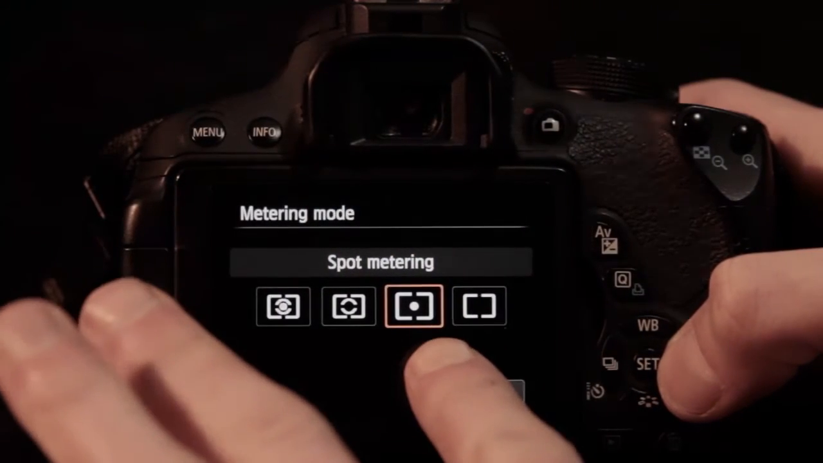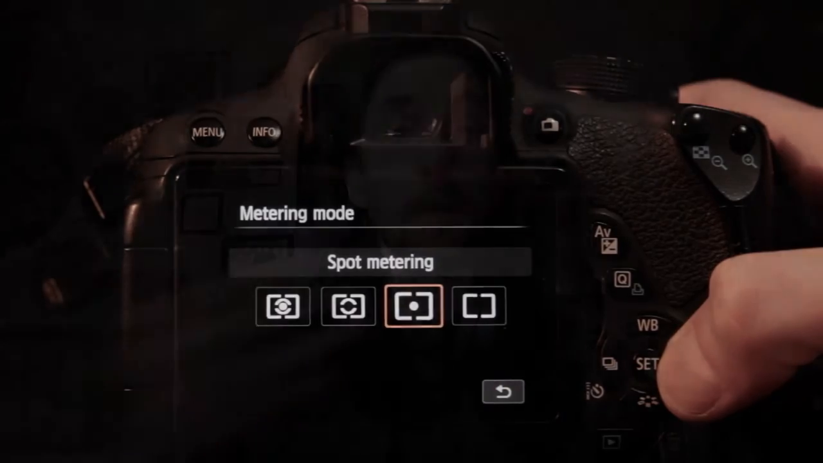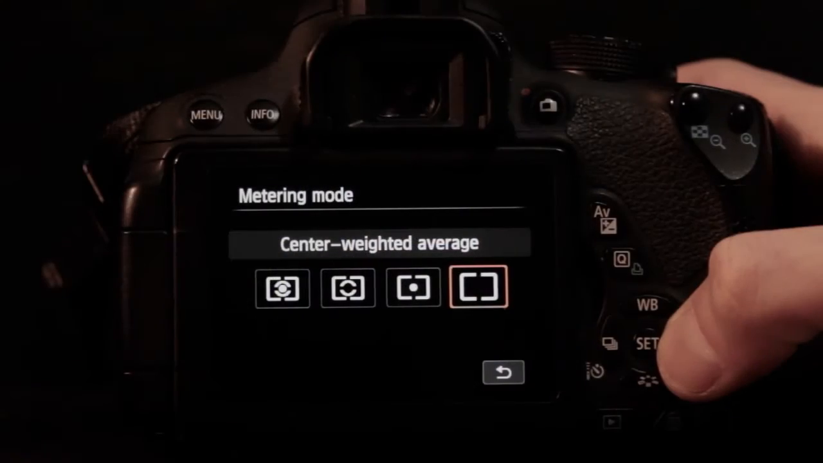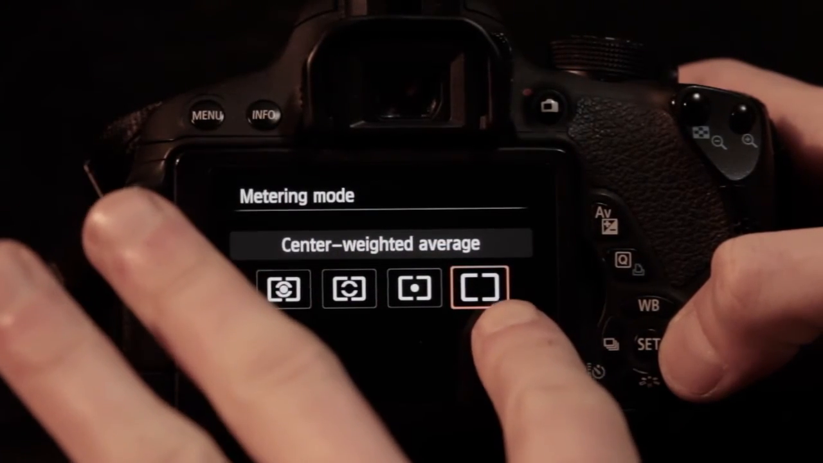Let's start with spot metering. Definitely my preferred way of metering. It is very precise and uses only about 3 to 5% around the activated focus point. Then we have center weight average metering, which is like, well, evaluative or matrix metering, but gives a bit more weight on the center part of your photo for calculating the final settings.